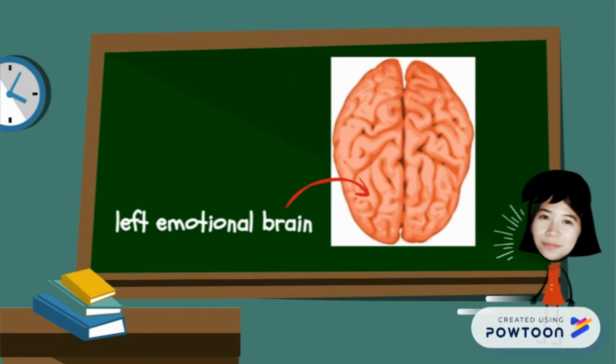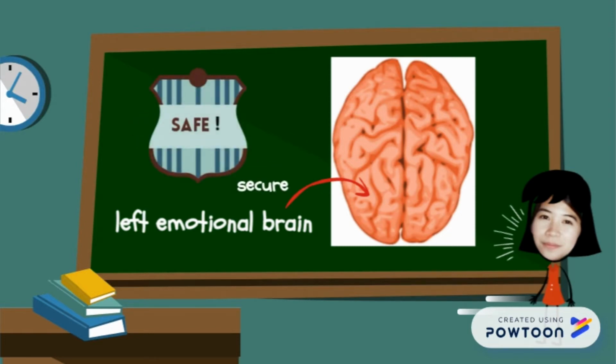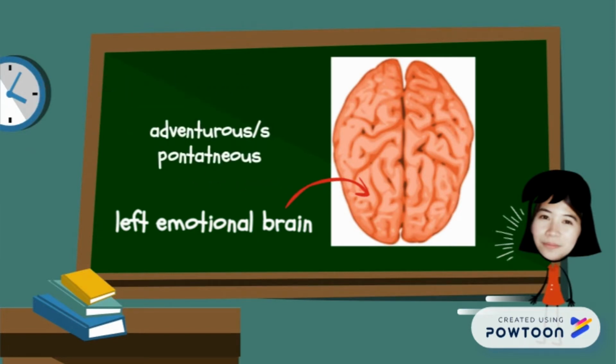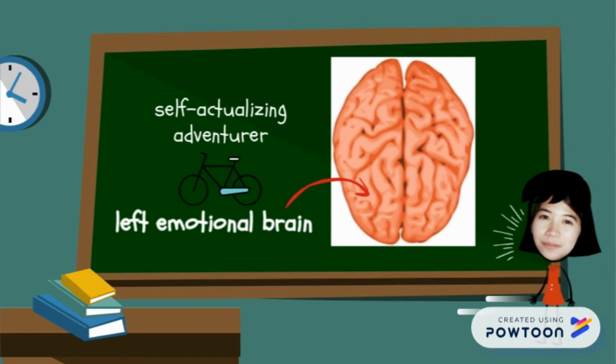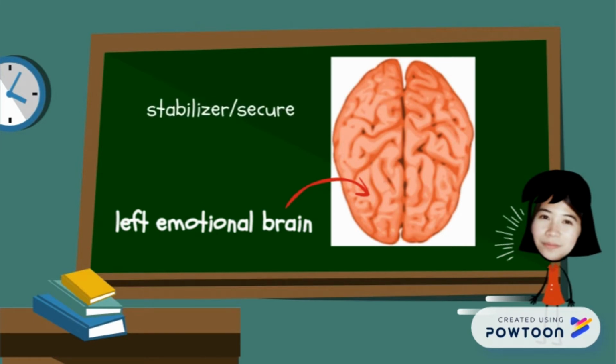In the left emotional brain, this is where one decides whether to be adventurous and spontaneous or to be a stabilizer or secure. If one decides to be adventurous and spontaneous, then that person is a self-actualizing adventurer. On the other hand, if one chooses to be a stabilizer or secure, they're a self-protective adventurer.